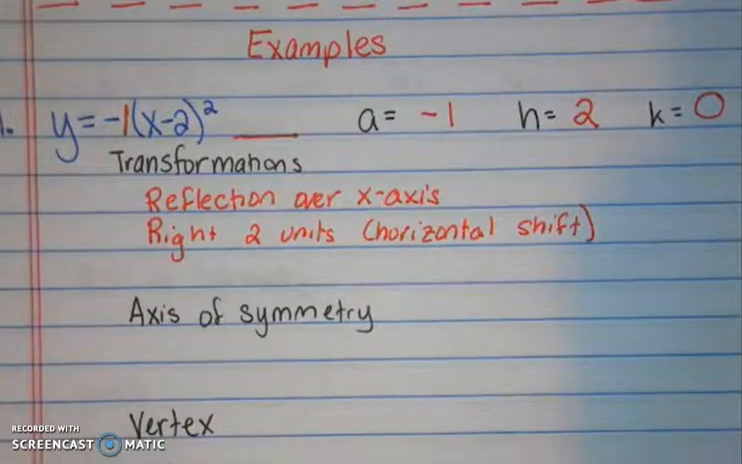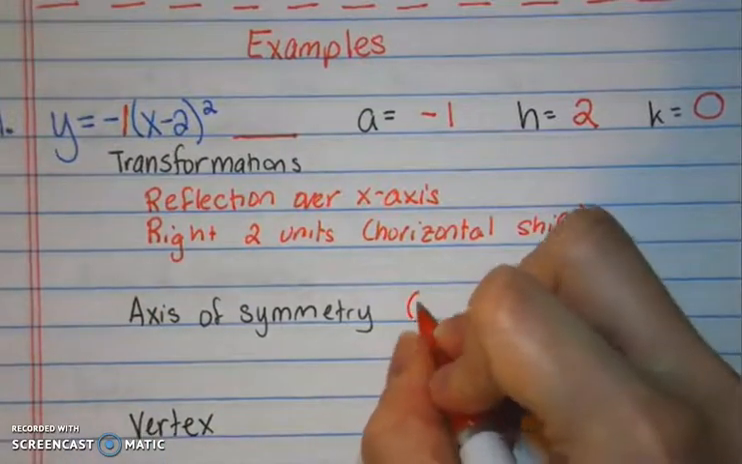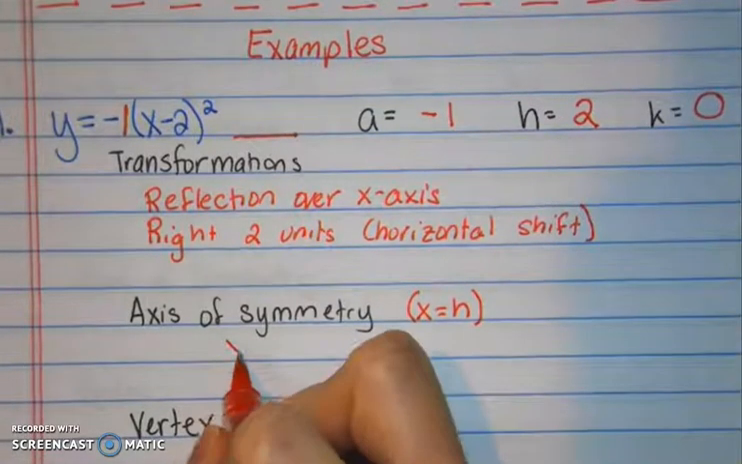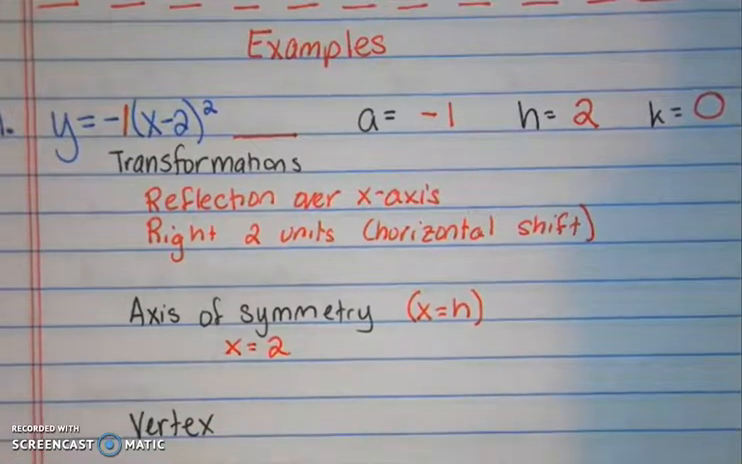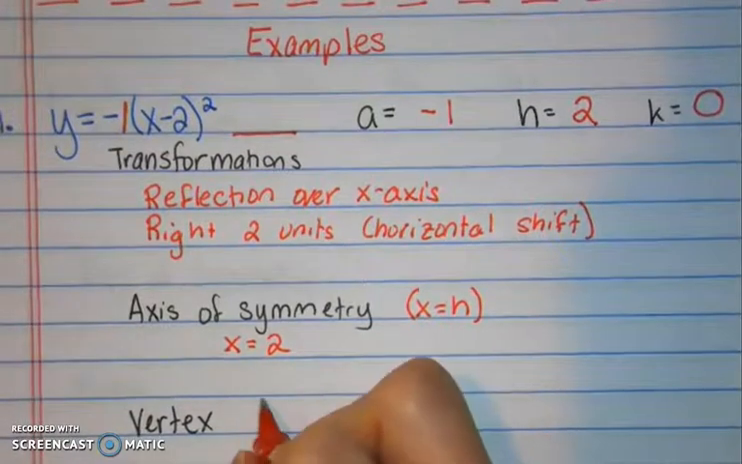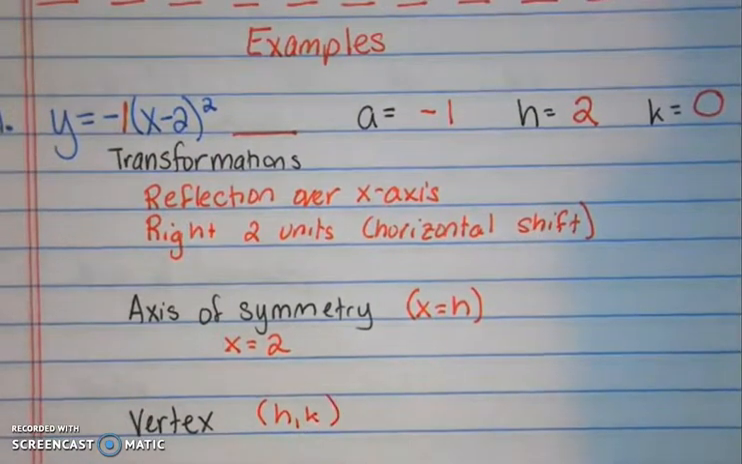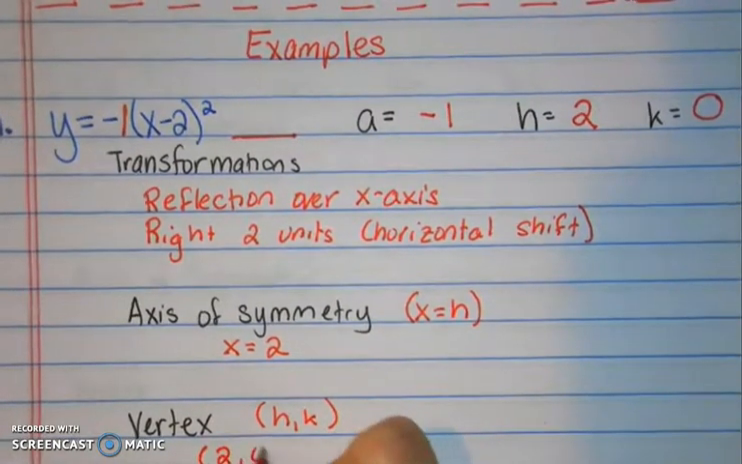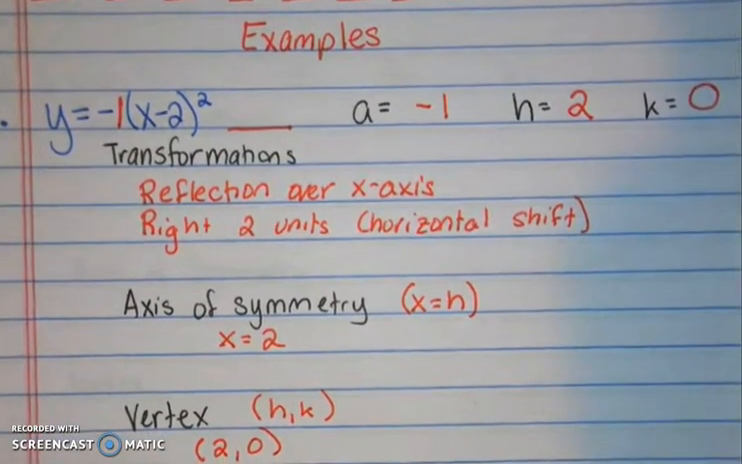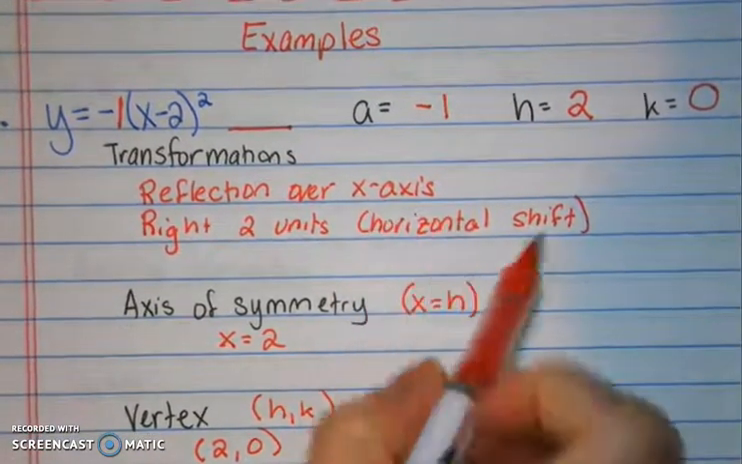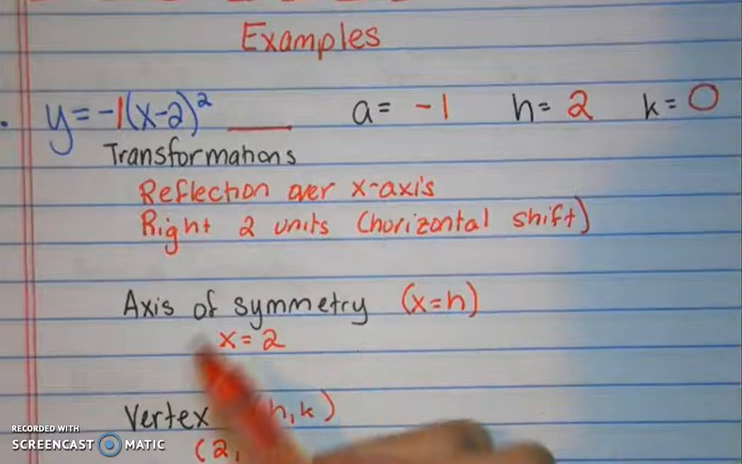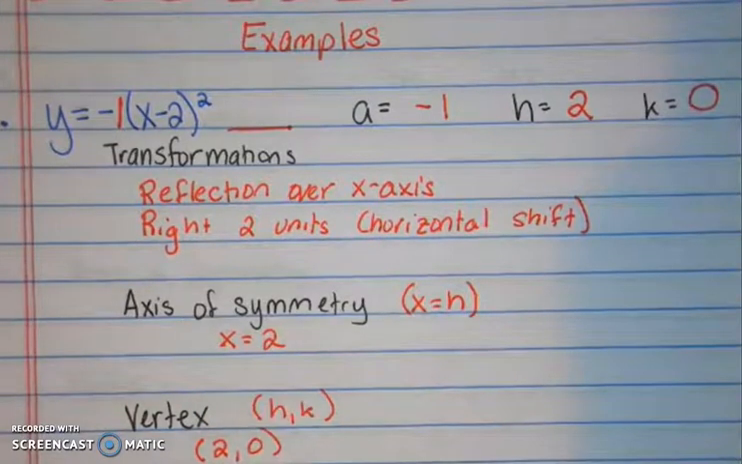So now we can write our axis of symmetry. Our axis of symmetry is x equals h. Since h is 2, our axis of symmetry is x equals 2. And lastly, our vertex is the point h comma k. So I'm going to take h and k that I identified, and our vertex is 2, 0. And now we have identified the 3 critical things you need to get from vertex form. You need the transformations, you can get the axis of symmetry, and you can get the vertex.